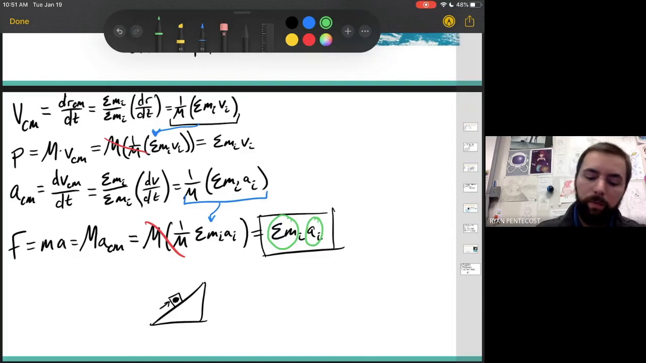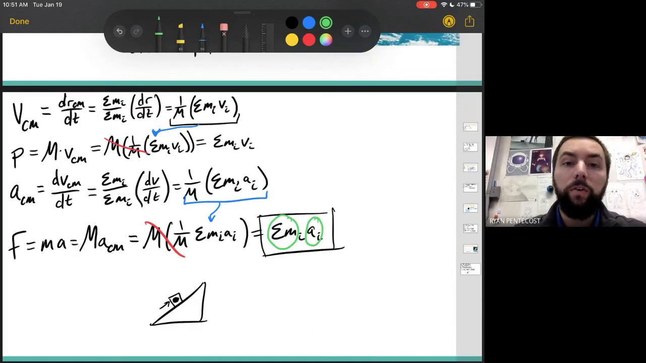which is really cool. All right, now that is the end of chapter 9, where we went over linear momentum and the center of mass. Then in chapter 10, we will move on to some rotational kinematics.